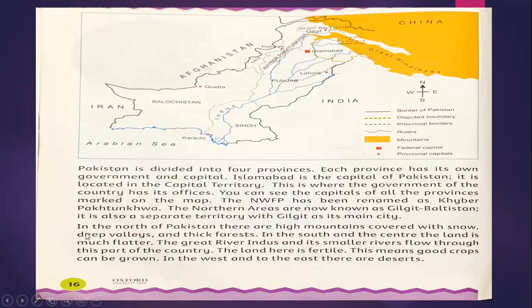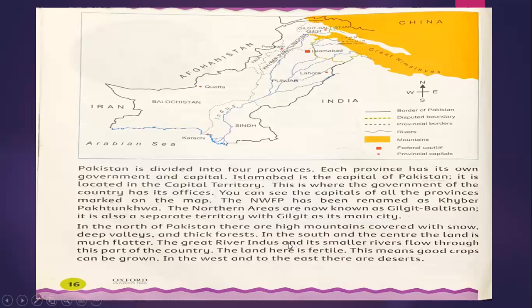Okay. In the north of Pakistan, there are high mountains. You can see here the direction. Remember the chapter maps? What three things must a map have? Direction and keys. Look, this is the key. Border of Pakistan, disputed boundary, provincial borders, rivers, mountains, all is mentioned here in the key, these symbols, and you can find them here. And this is the direction, north up, west this, east and south.